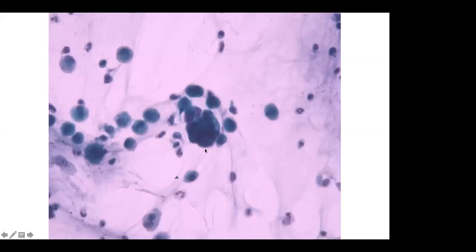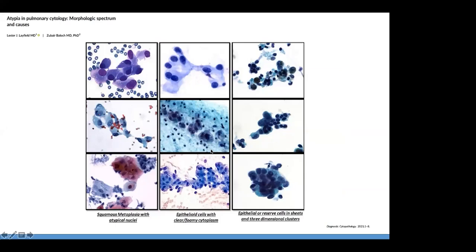Very important, ciliated cells of the lung could be very reactive, like you are seeing here. Sometimes you cannot clearly see the chromatin, but then you change the micrometer in your microscope, and then you see cilia. And this means this is a benign reactive cytology. Recently, at the end of 2021, this paper was published by Dr. Leifeld about atypia in pulmonary cytology. And you can see several situations here that can provide atypical cells in lung cytology.